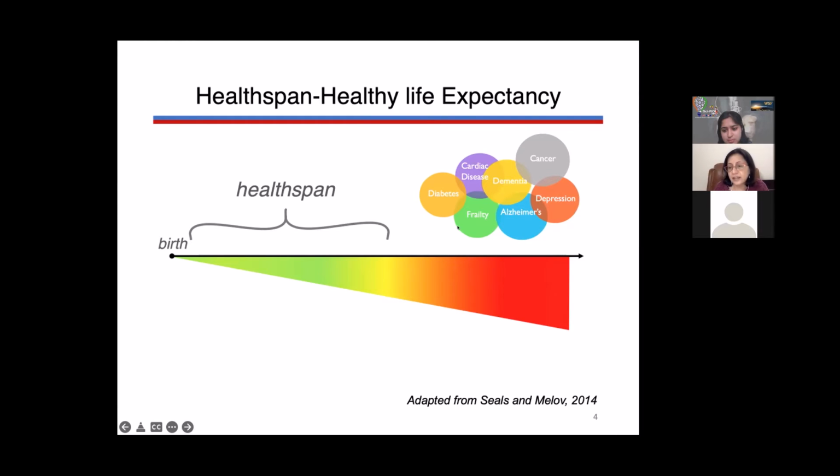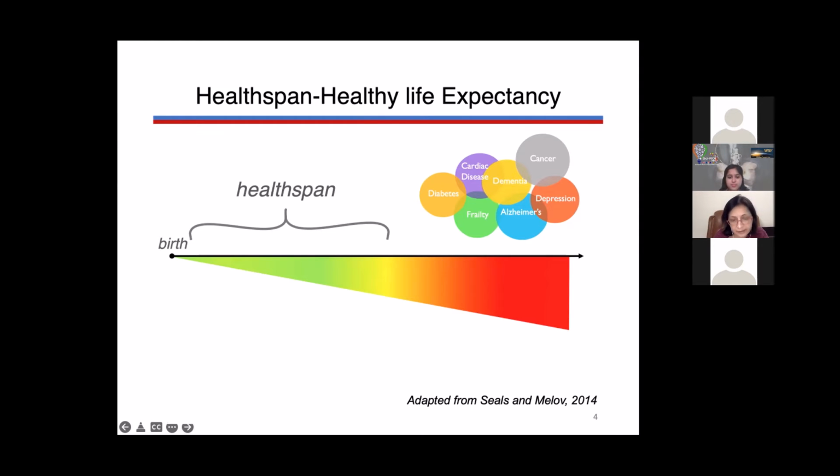One strategy that was proposed more than 40 years ago by a scientist named Fries is the compression of morbidity. Based upon this strategy, if we can figure out a way to delay the onset of these diseases to a much later part of life, and this delay is greater than any kind of increase in life expectancy, we can restrict these diseases to a much shorter duration at the end of life.